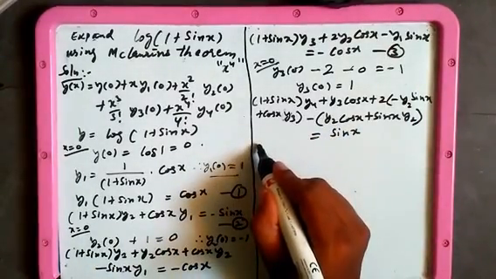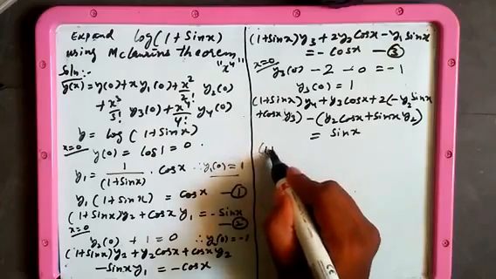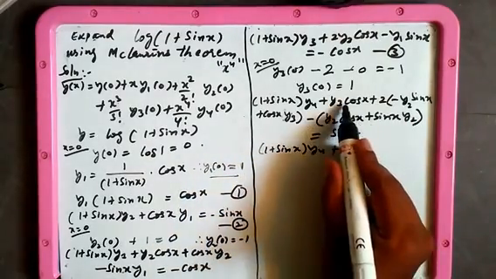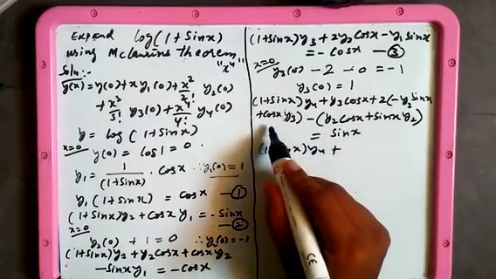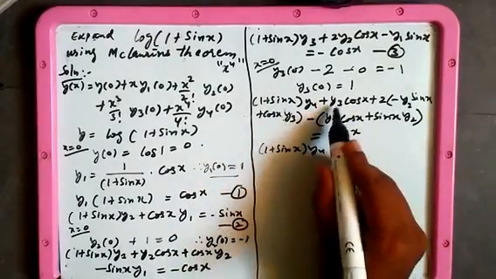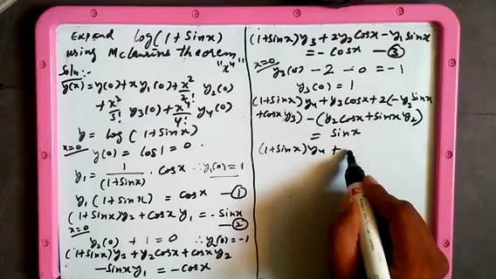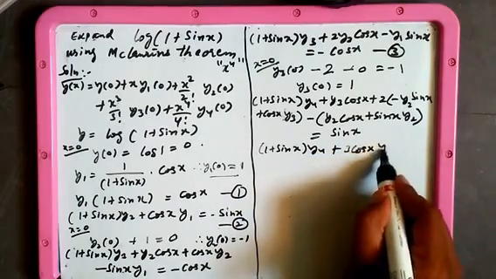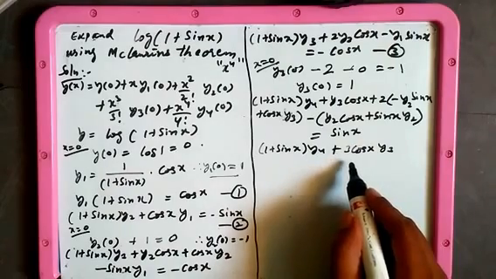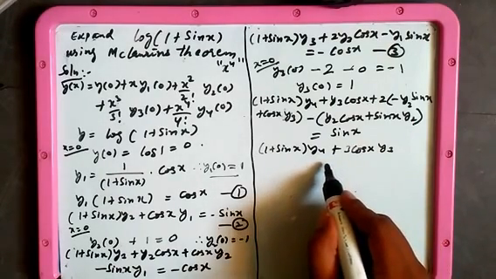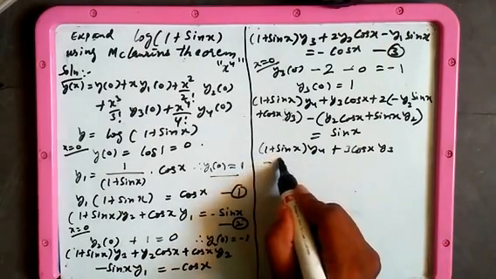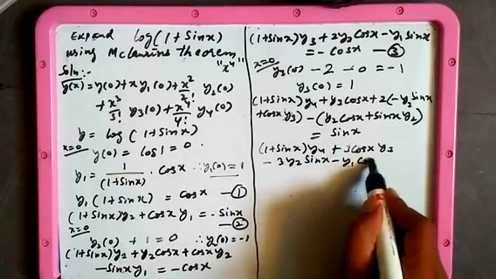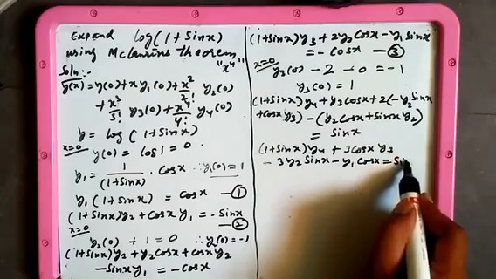When you solve this equation, it will be 1 plus sine x into y4 plus y3 cos x. Y3 we have, then it will be 1 plus 2, and this is 3 cos x y3. Then we have minus 3 y2 sine x minus y1 cos x is equal to sine x.